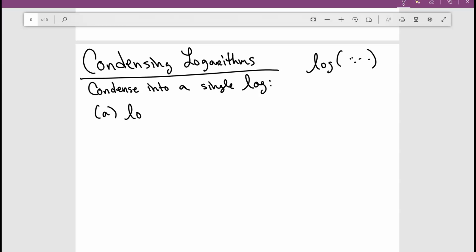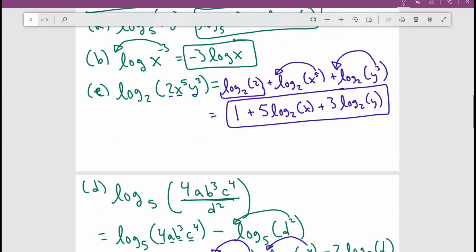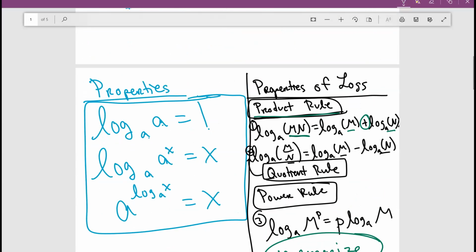So let's say we have log base 6 of 4 plus log base 6 of 9. First we'll start off with a couple numbers. Now, we want to combine them into one single logarithm. Well, because it's addition, remember the product property, we can turn them into multiplication. So now it looks like this.